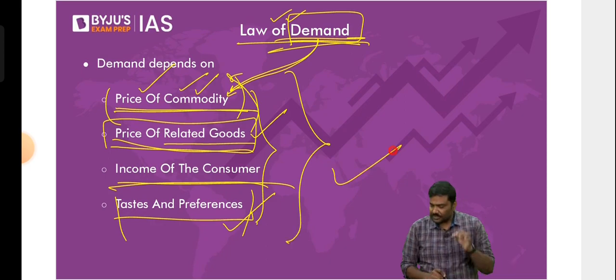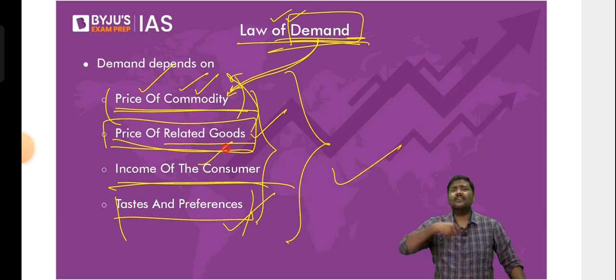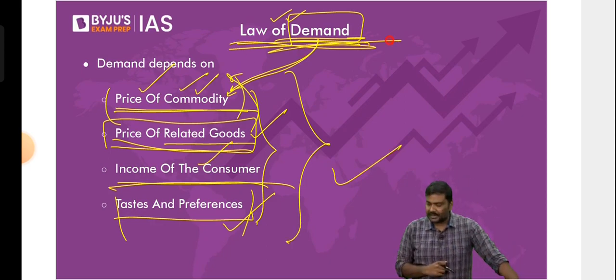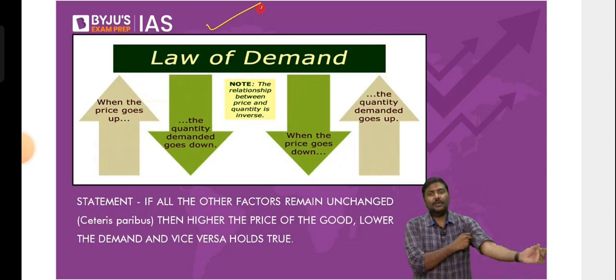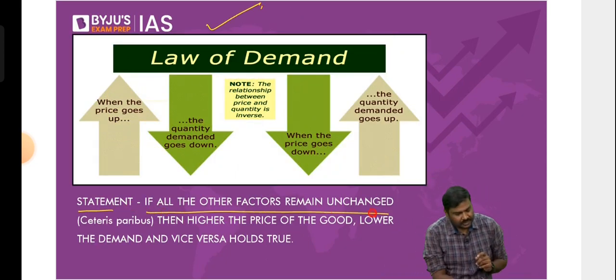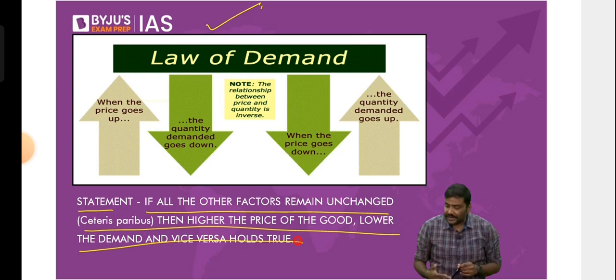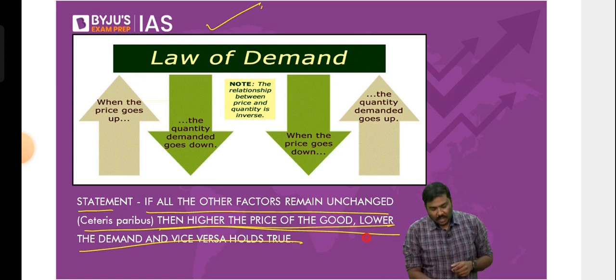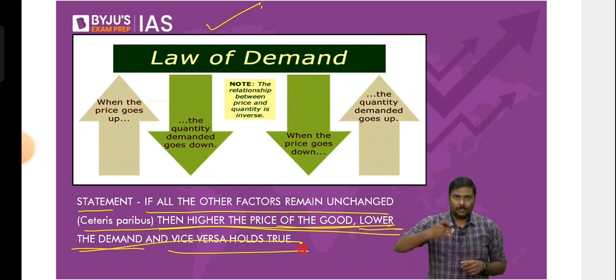So these are some of the factors which will have an impact on what kind of goods or services you will demand in the market. Done? Now, let me go to the law of demand. What is the law of demand? This is a statement. Have a look at this. If all the factors remain unchanged, then the higher the price of the good, the demand will be lower. And if the price of the good becomes lower, demand will be higher.